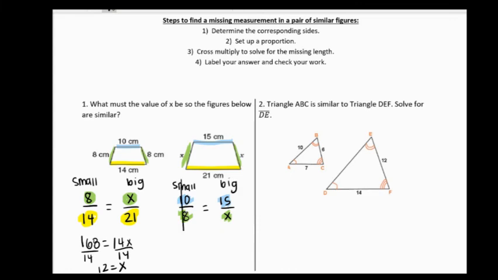So these were both from the small shape. These were both from the big shape. This was blue and this was green. So we have our hashtag again. So if we cross multiply, we should get the same answer that we got in our last example.